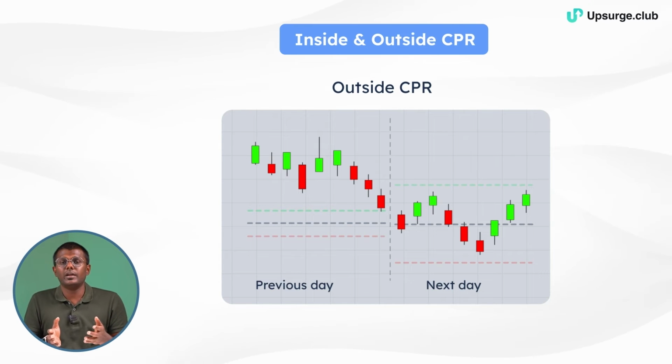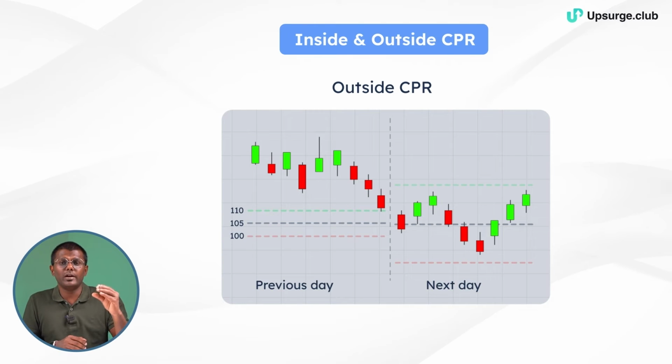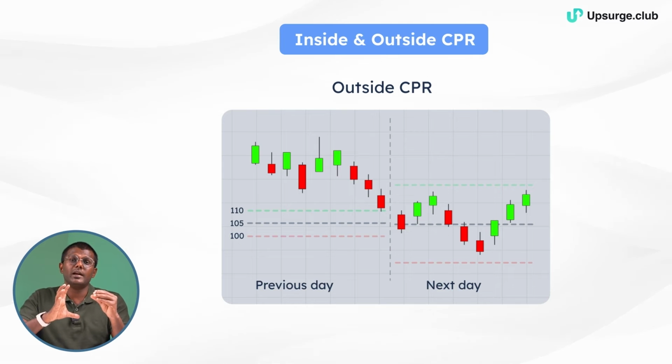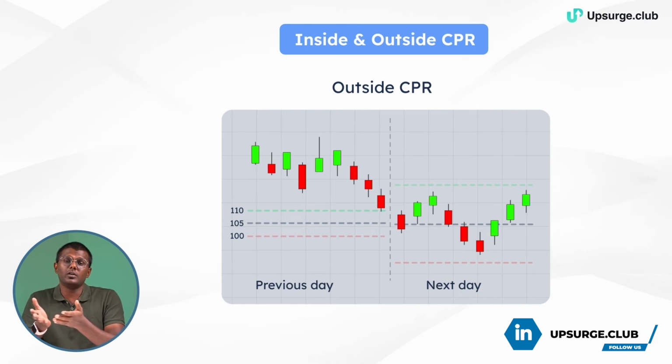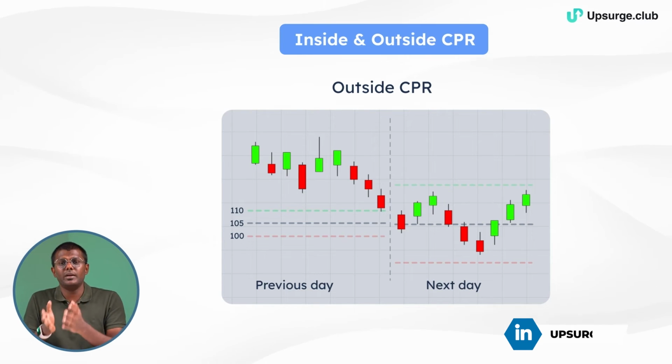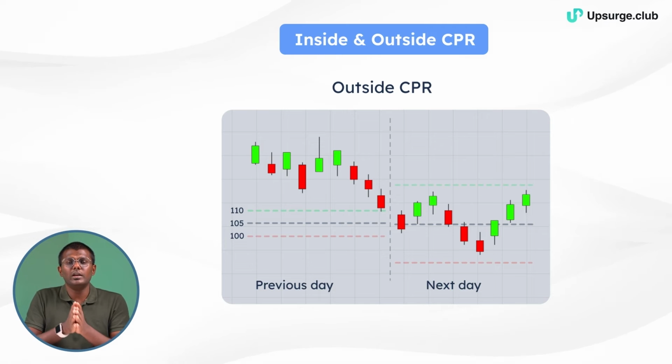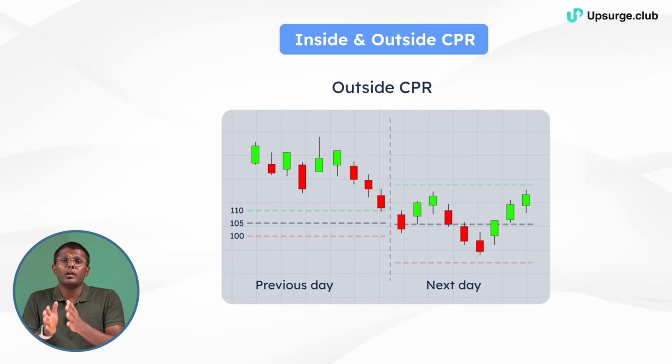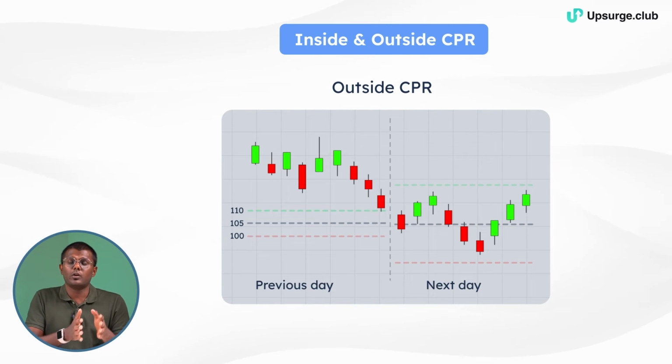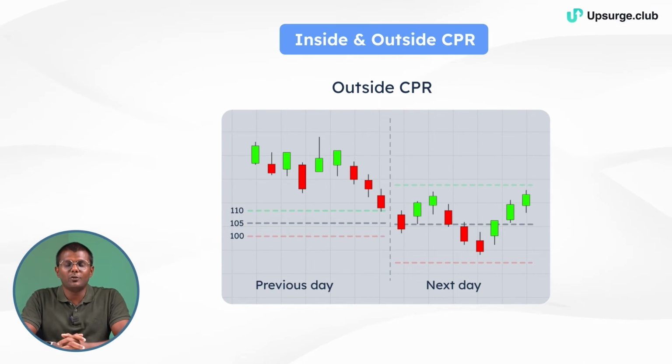Now, for example, let's say yesterday's CPR values are 100, 105 and 110. These values are small. Now, let's say today's values are greater than these levels and totally hiding the previous CPR level, then it is called an outside CPR. Outside CPR is basically a wide CPR. Most outside CPR will be a wide CPR and we can anticipate a range bound market. On an outside CPR day, we can look for non-directional trade opportunities and we should probably avoid taking directional trades. So that's all about inside and outside CPR.